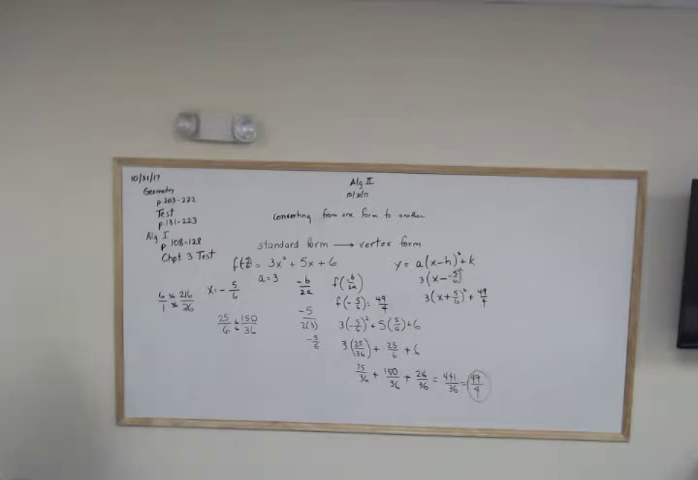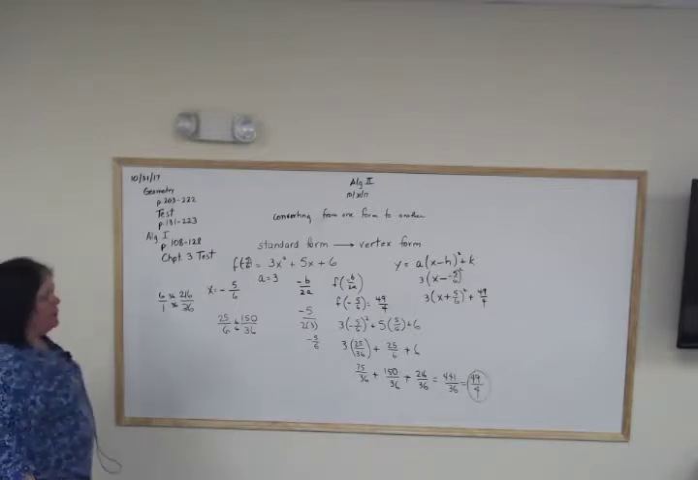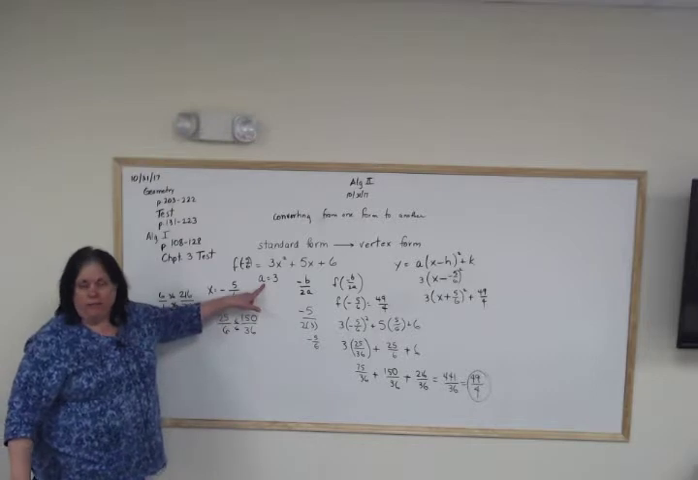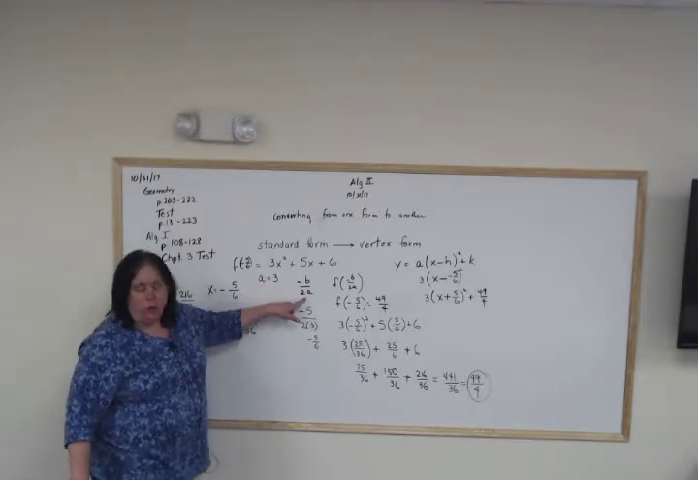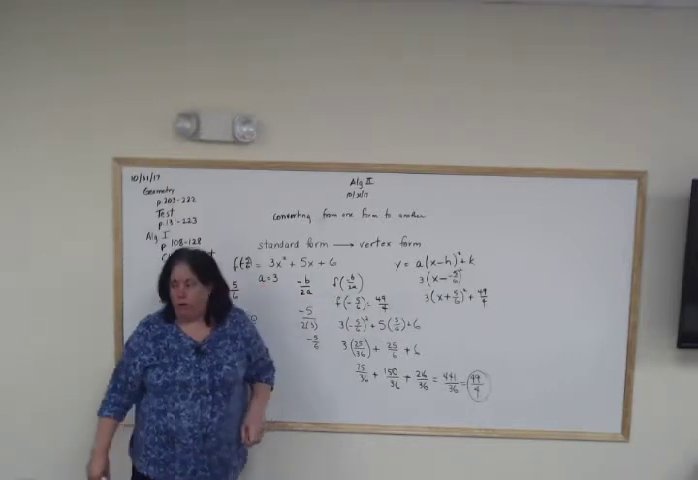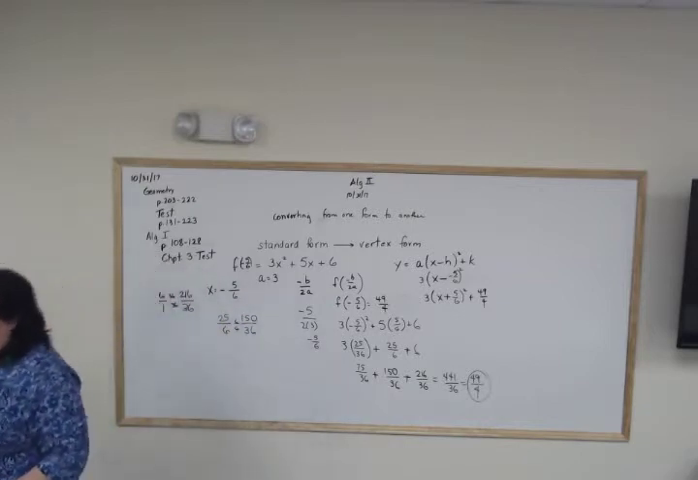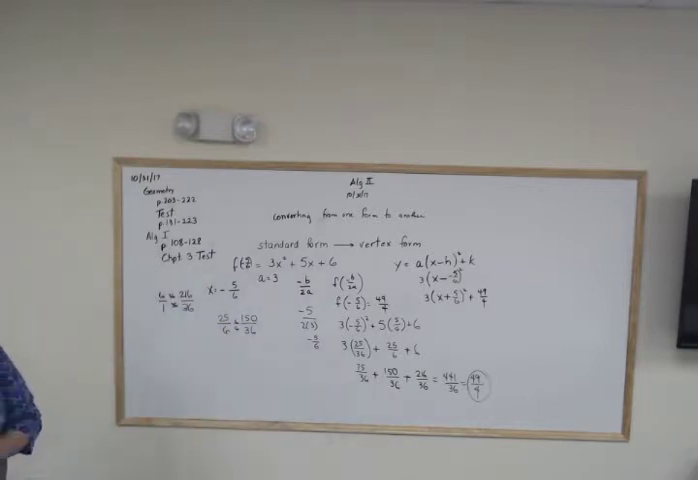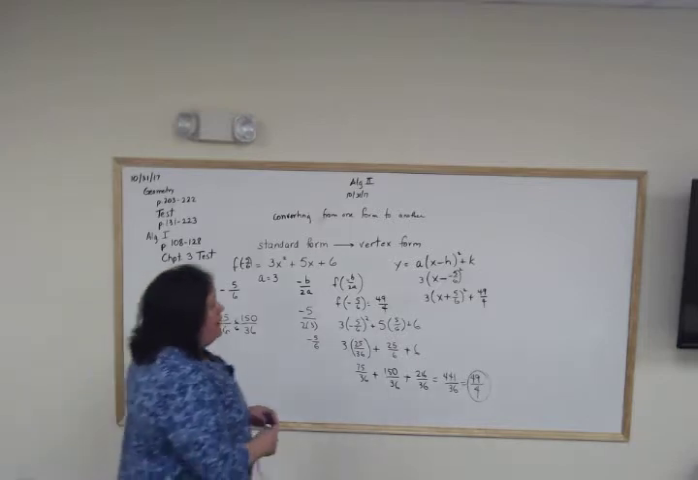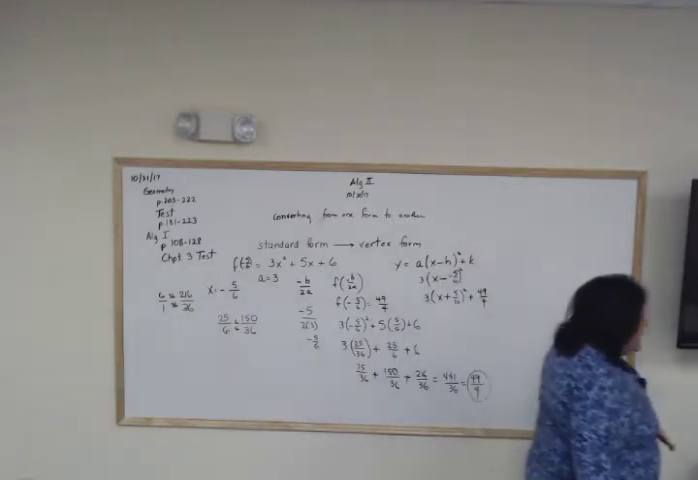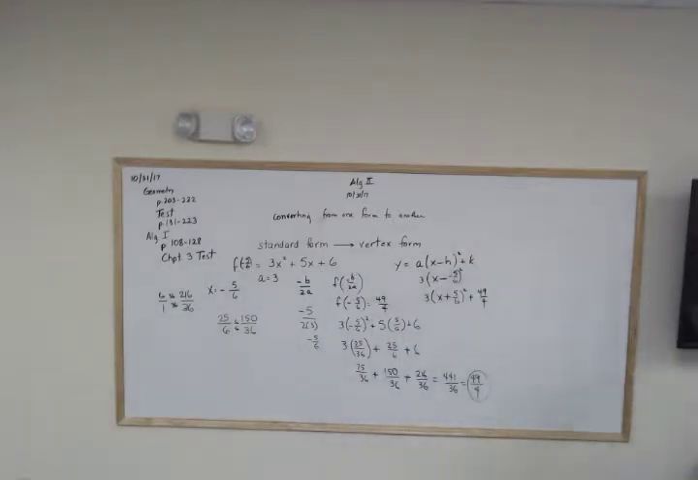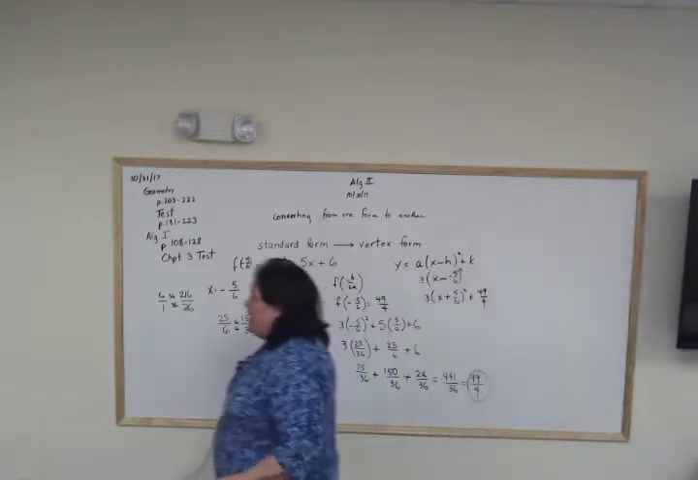So to go from standard form to vertex form, I write down a, I find my x coordinate, and then I find my y coordinate of my vertex. Any questions about that? Remember x minus h squared plus k, because I wrote that wrong.